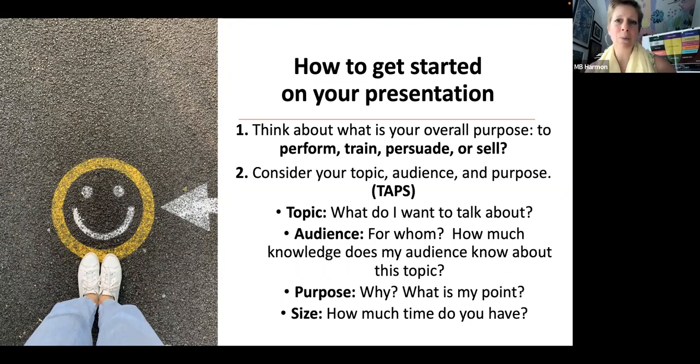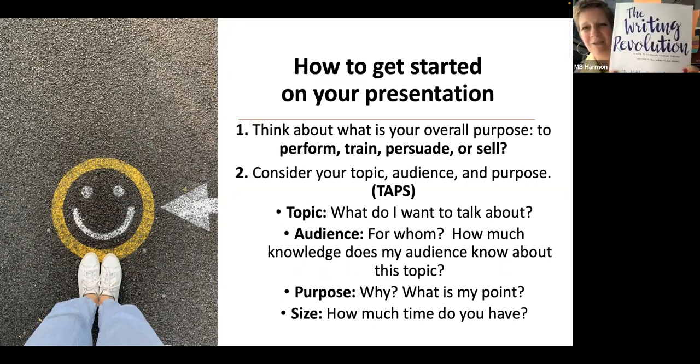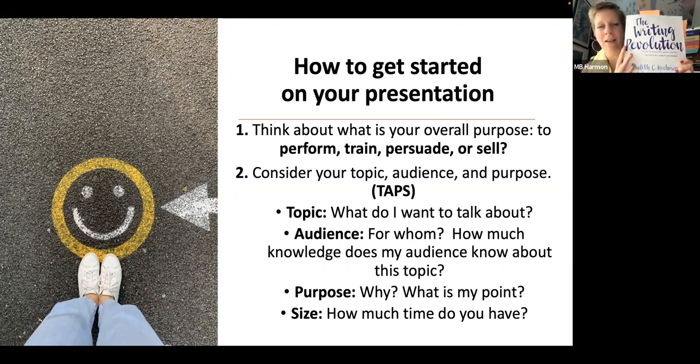The next point is, if you've been in my classes before, I talk about this a lot. This is not my idea. It comes from this book, The Writing Revolution, which I've taught about in my writing class. Adele, you were in my writing class, right? This idea of thinking about topic, audience, and purpose is really key to this book. And I've applied it also to giving presentations and to speaking.